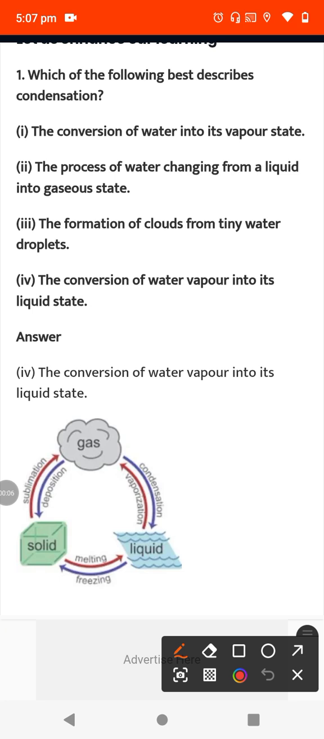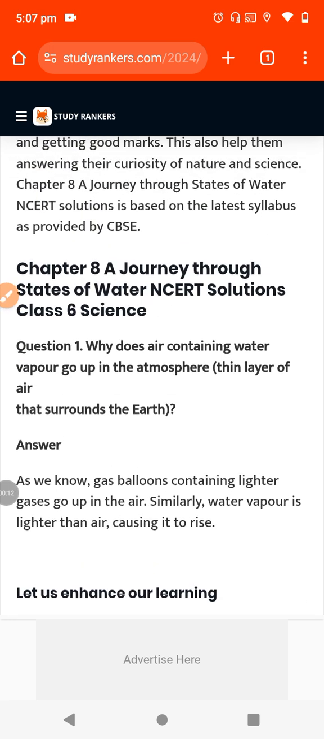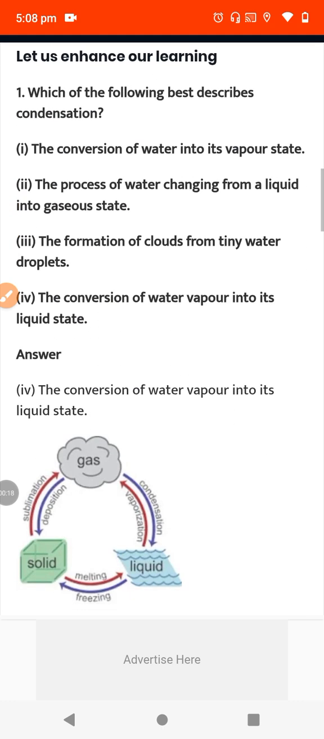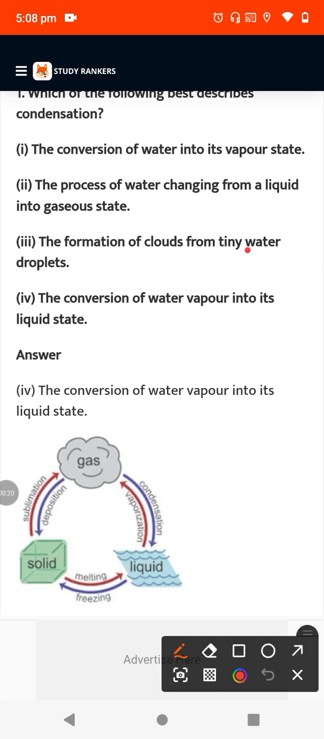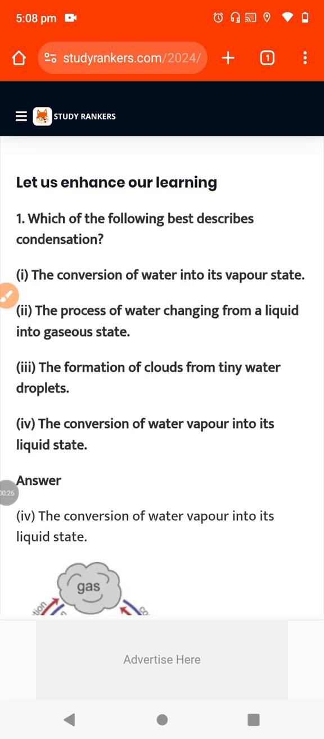Today, the chapter which we are doing is Journey through the States of Water. It is an NCERT Class 6 Science Curiosity. Dear student, in this one, the first question says, let us enhance our learning. Which of the following best describes condensation?